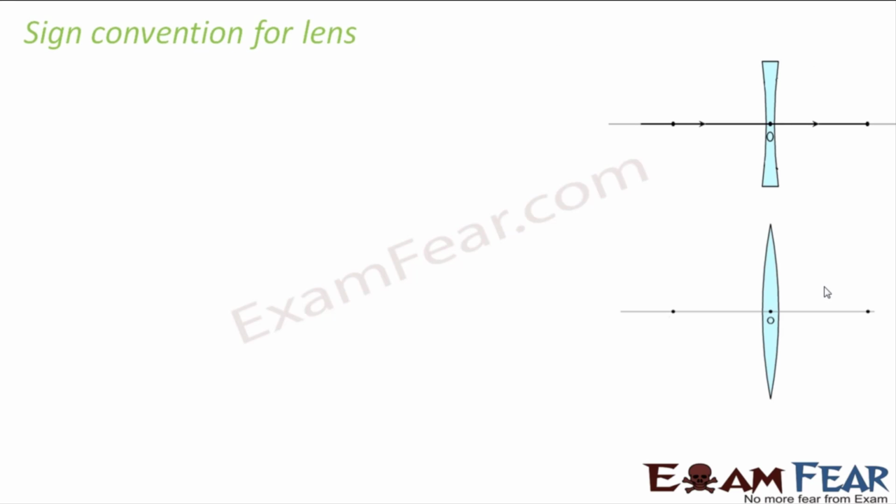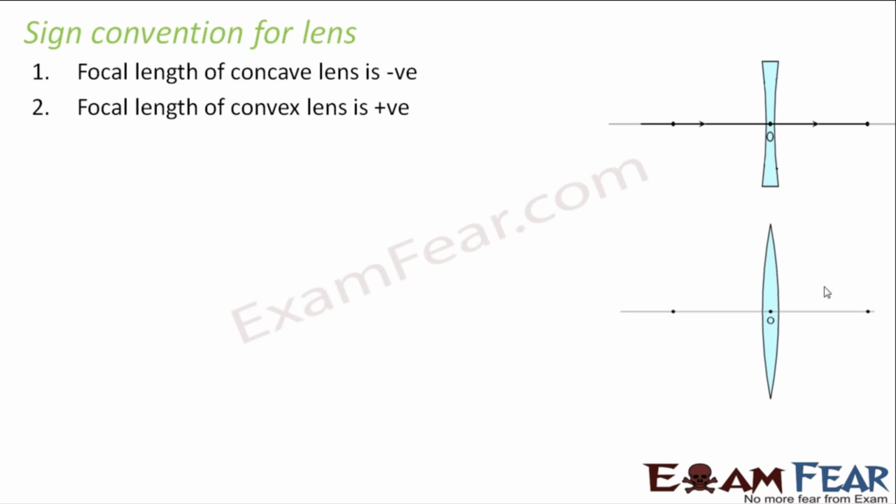Now let us quickly look at the sign convention for lens. This will also be a little similar to the sign convention for mirrors. First of all, the focal length of a concave lens is negative, whereas the focal length of a convex lens is positive. So please remember these points. Whenever we are talking about focal length, we are generally taking into consideration the second principal focus. So when you remember your concave mirror, the focal length for a concave mirror was also negative. So the focal length for a concave lens is negative and for a convex lens it is positive.